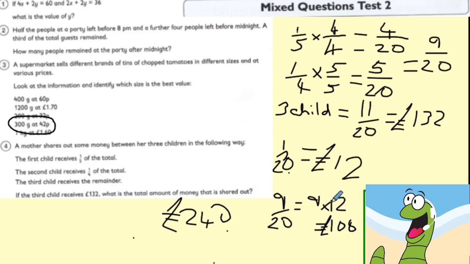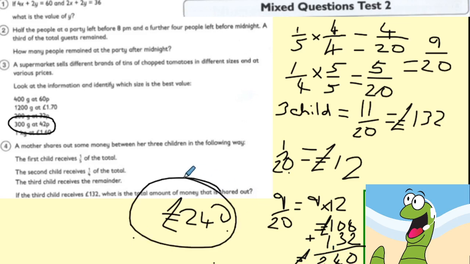So they get 9/20, so that's 108. So the third child will get 11/20, 132. So the total amount is 108 plus 132: 0, carry 1, and that's 4, and that's 240. Okay, so that's how we get to this number here.